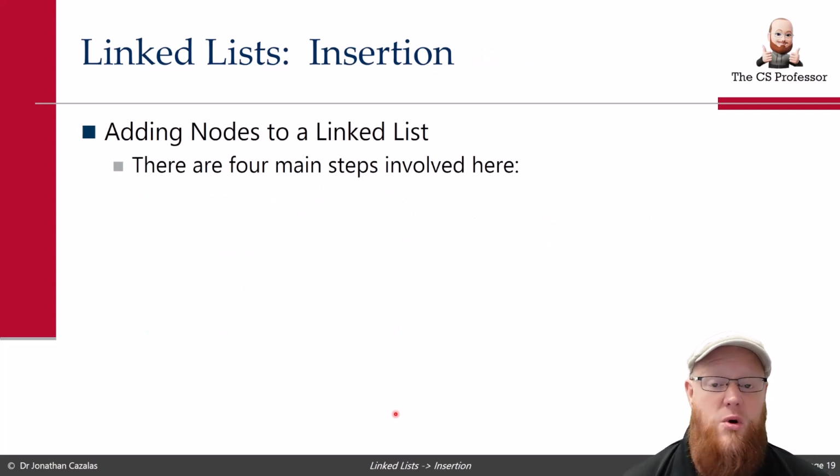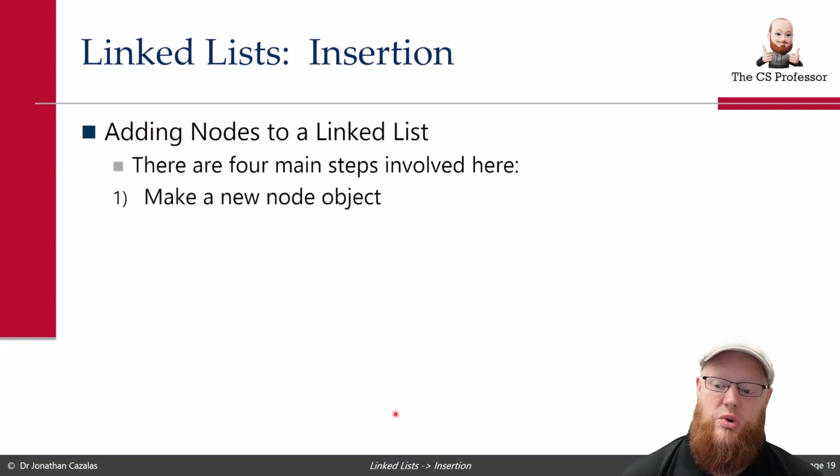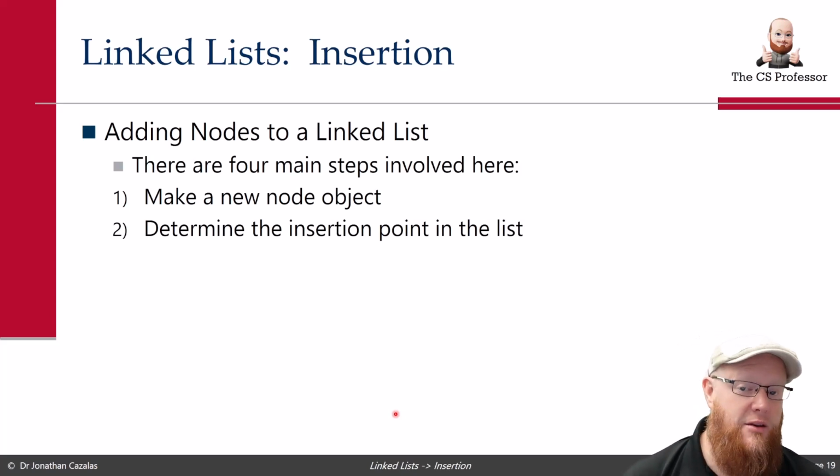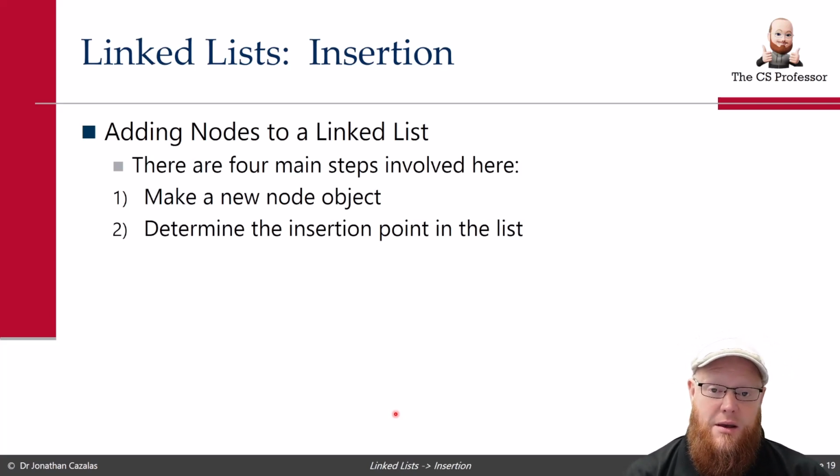So really there are four main steps of adding a node to a linked list. Step one, make the new node. You can't add a node unless it's made. So make that new node. Step two, determine where you need to insert that node into the linked list based on its key, because it's got to go in the correct spot, right?